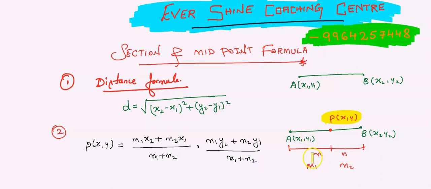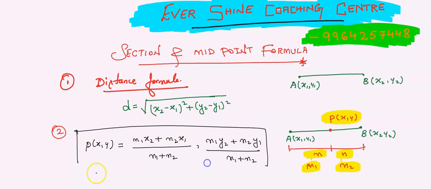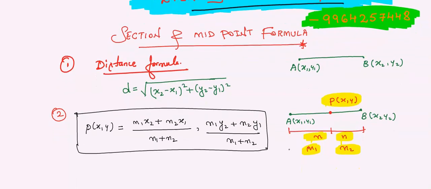Already I have told you m is nothing but m1, n is nothing but m2. If you want, you can take m instead of m1, and n instead of m2. Understood? mx2 plus nx1 by m plus n, my2 plus ny1 by m plus n. Is this clear? Are the concepts clear? So this is the formula which is used to find the point which divides the line AB in the ratio m is to n. This is called the section formula.